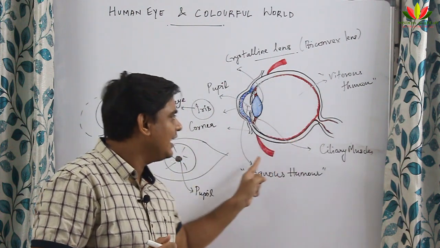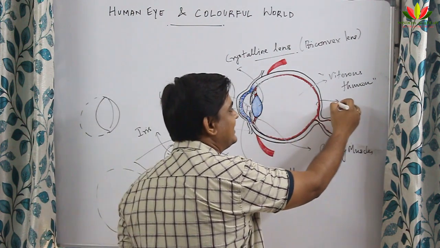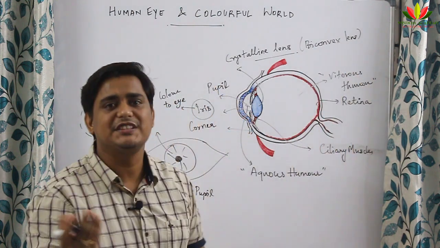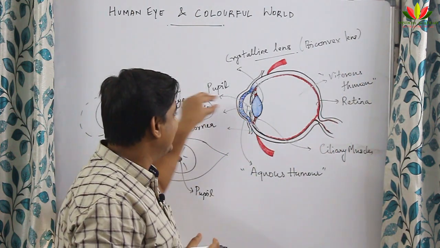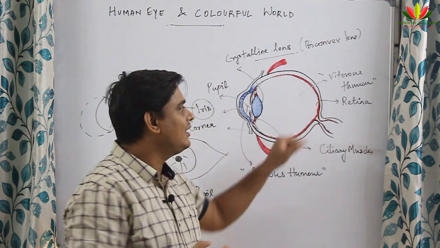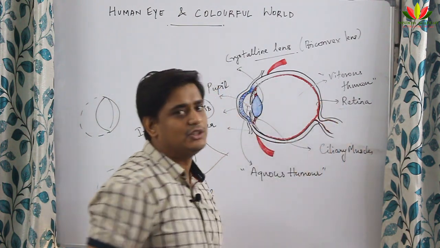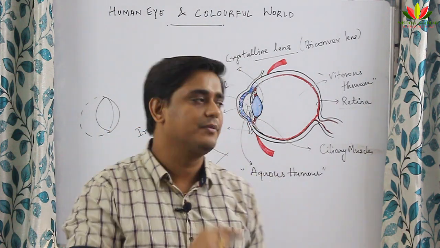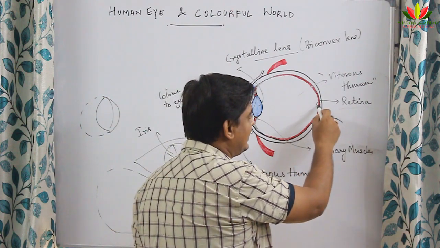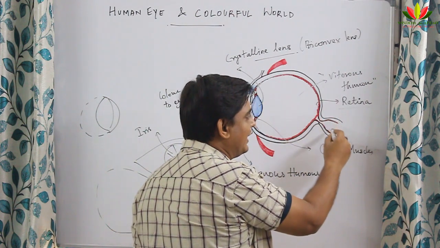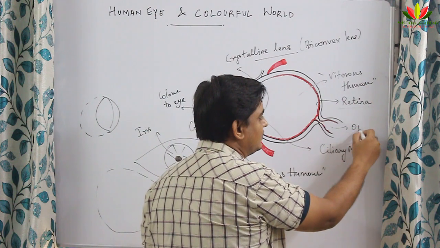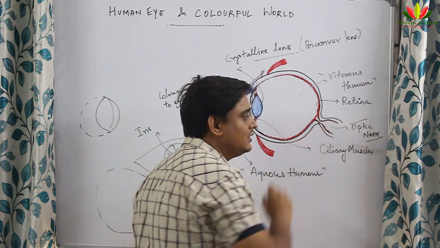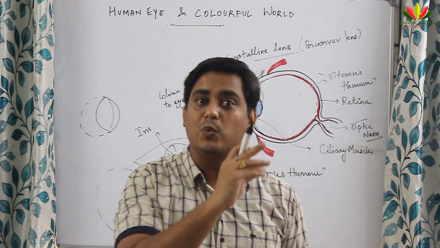And in the back of the eye, this is called the retina. Retina is that membrane on which the image is formed. So whatever light ray is entering and forming an image, all the image will be formed on the retina only. So the retina is the part of the eye or membrane where the image is formed. This retina is connected to our brain through something called the optic nerve. So the optic nerve is the nerve which connects our eye with the brain.